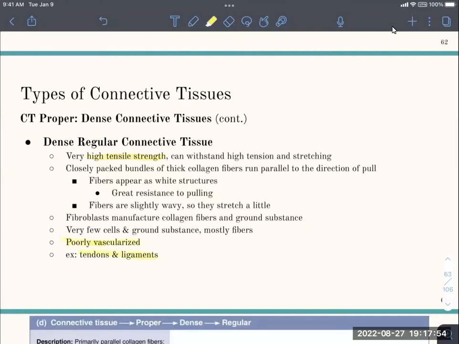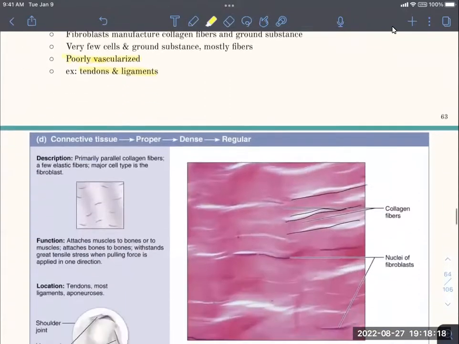They allow for great pulling. They're so closely packed together, they can stretch and come back to their normal shape. The fibers are kind of wavy. That's why the tendons stretch, but they don't stretch very far because there's not a lot of room to stretch. There's not a lot of cells. You don't really see the ground substance because there's mostly fibers.